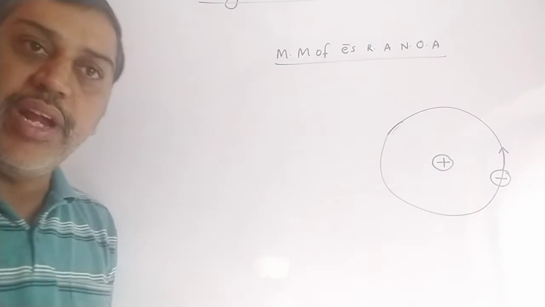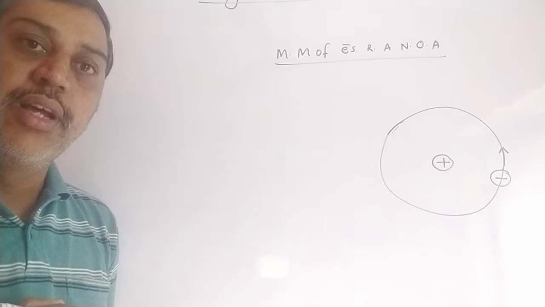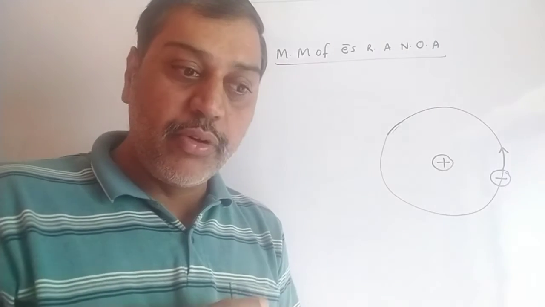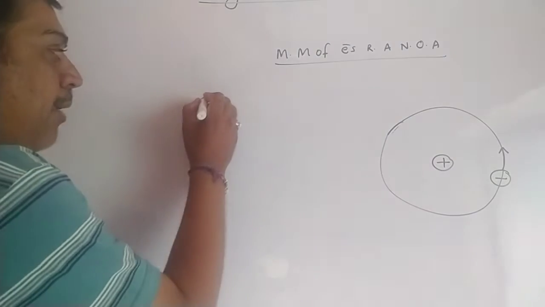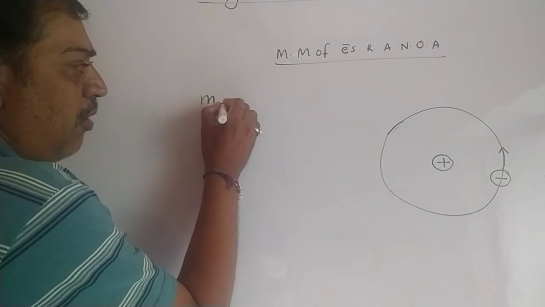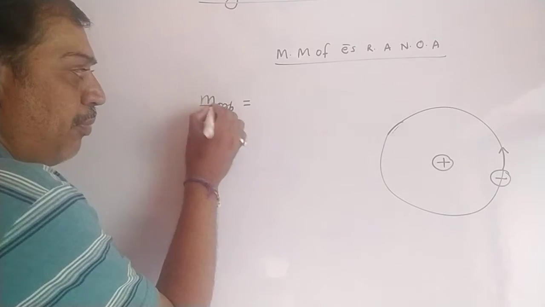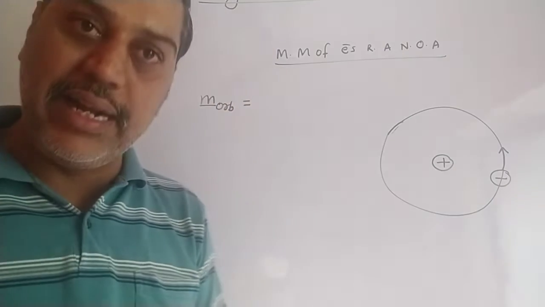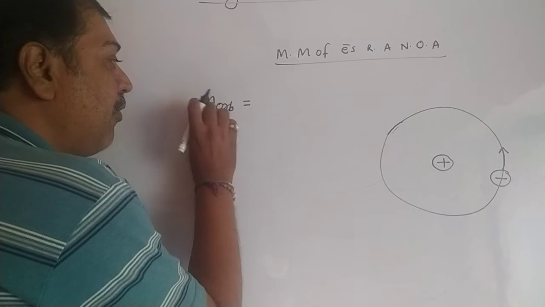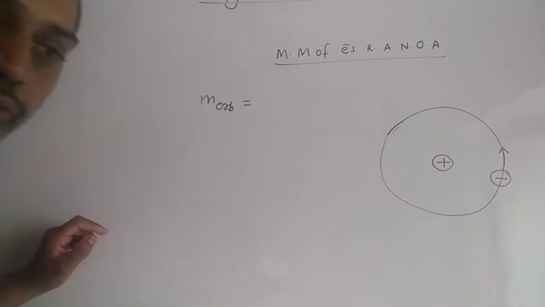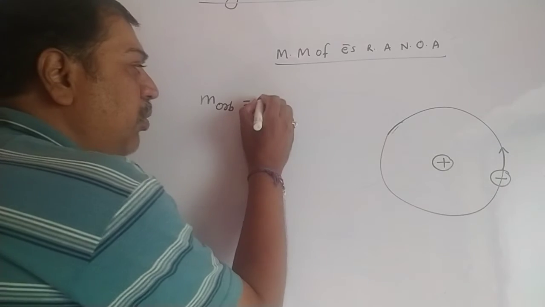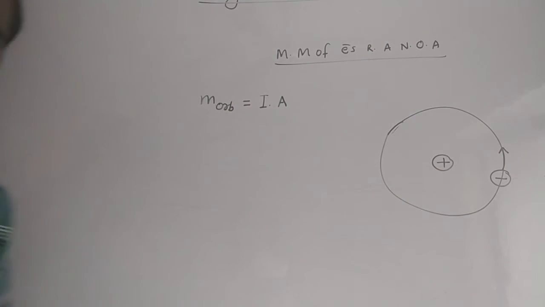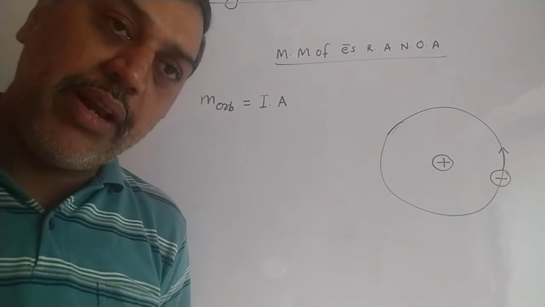These electrons are moving, and due to this rotational motion of the electron, they have an orbital magnetic dipole moment that we want to find out here. The mathematical formula for the orbital magnetic dipole moment is represented as m suffix orb, for orbital magnetic dipole moment. It is equal to the product of current into area. The product of current into area will give the orbital magnetic dipole moment.